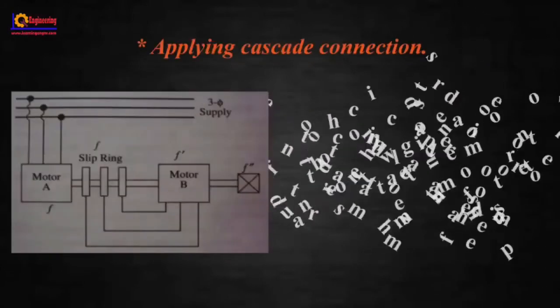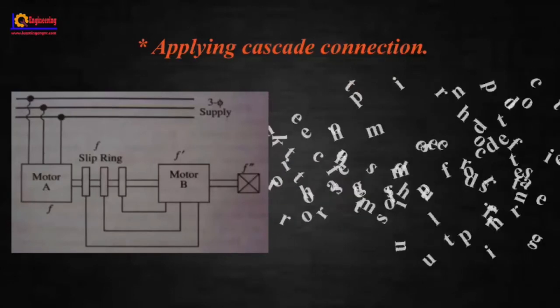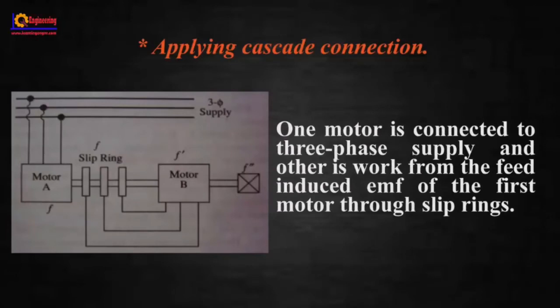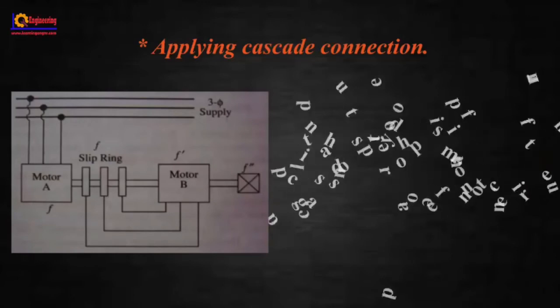For cascade connection, in the cascade operation method of induction motor speed control, two motors are mounted on the same shaft and run at the same speed. One motor is connected to the three-phase supply and the other is worked from the field-induced EMF of the first motor to excite the slip rings. By using this method, different speeds can be applied to the induction motor and the speed can be controlled.